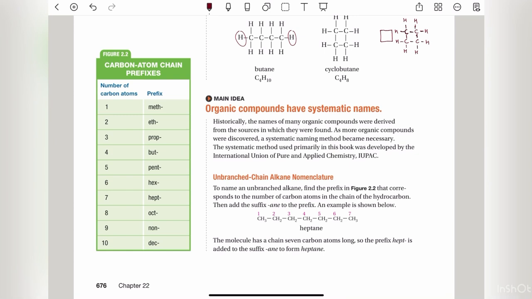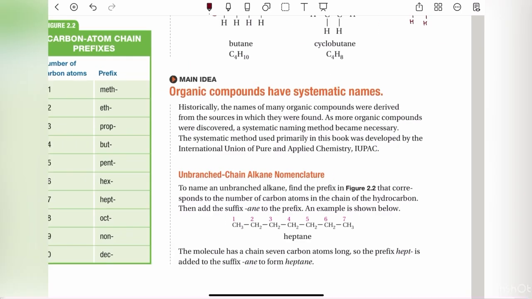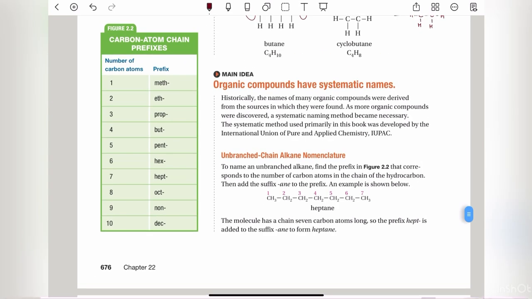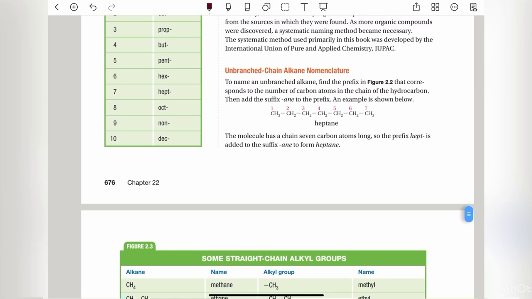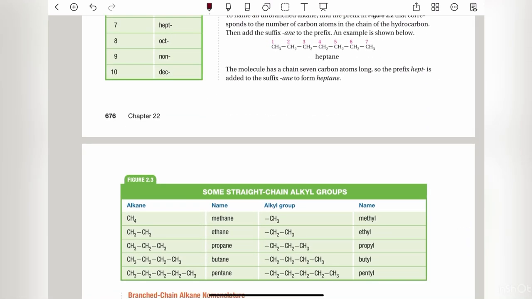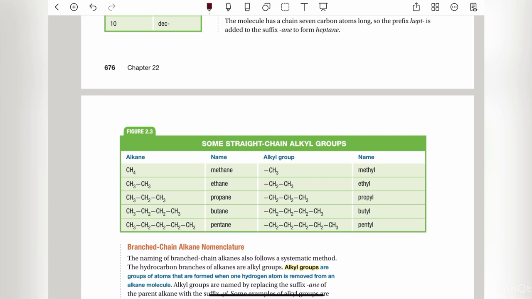Next to our third main idea. Organic compounds have systematic names. This part of the section is very interesting because I personally love anything that has a structure to it. So historically, the names of many organic compounds were derived from the sources in which they were found. As more organic compounds were discovered, a systematic naming method became necessary. The systematic method used primarily in this book was developed by the International Union of Pure and Applied Chemistry, abbreviated IUPAC. Unbranched chain alkane nomenclature. So we're gonna talk about unbranched chain alkane nomenclature and branched chain alkane nomenclature.